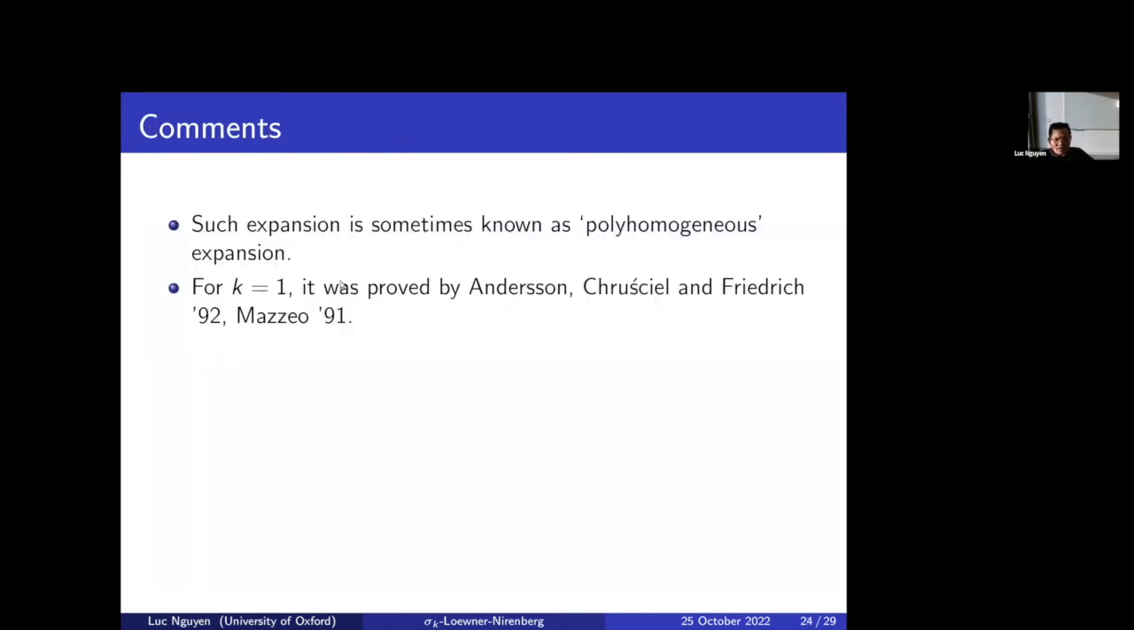Okay. So when k equals 1, so that means in the Loewner-Nirenberg setting, such an expansion was obtained by Anderson, Chruściel, and Friedrich, and Mazzeo in the early 90s. And they even obtained it in the Riemannian setting. So they call it the singular Yamabe equation.